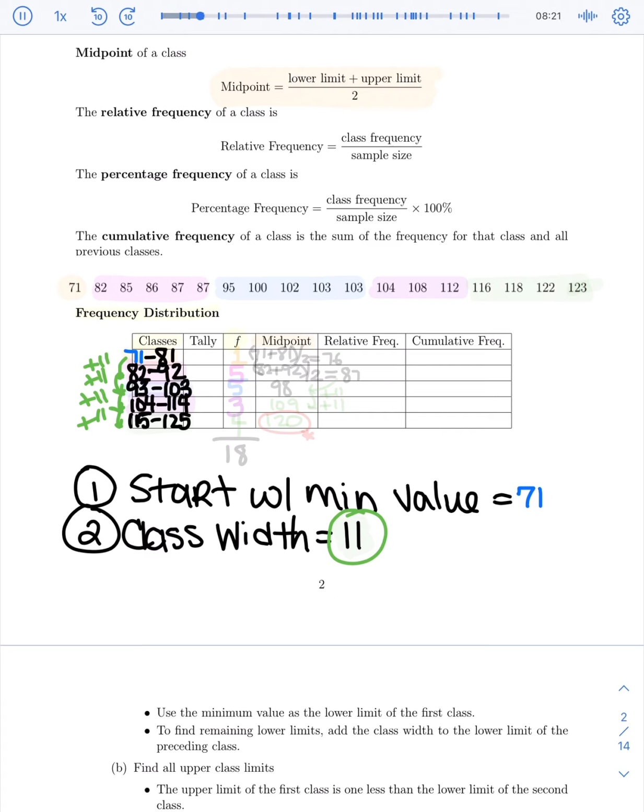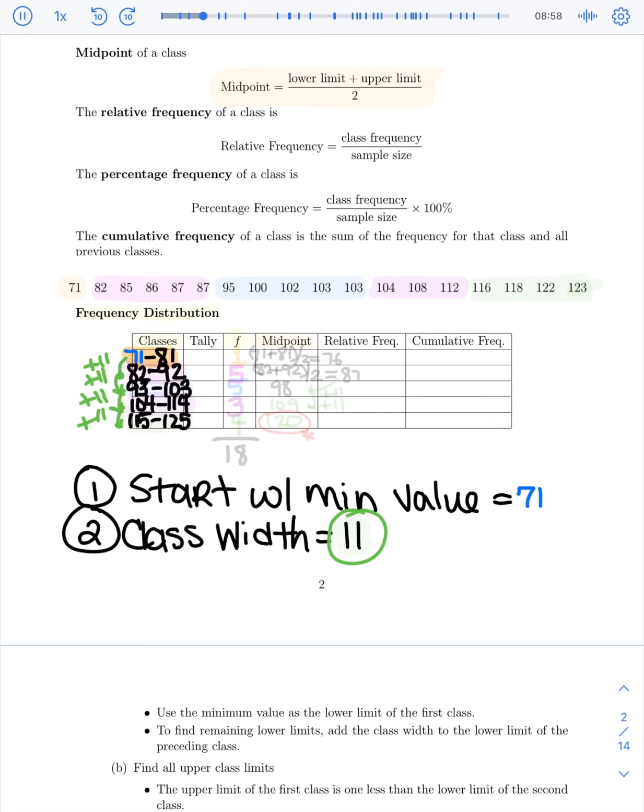Now what we have to do is go back to our original problem and see if we can tally up which values are going to land in which classes. So our first class, I'm going to color code these just to make it a little bit easier, is 71 to 81. So I'd be looking for, going back to our original data set, let's take a look at our data set. We've got it here again.